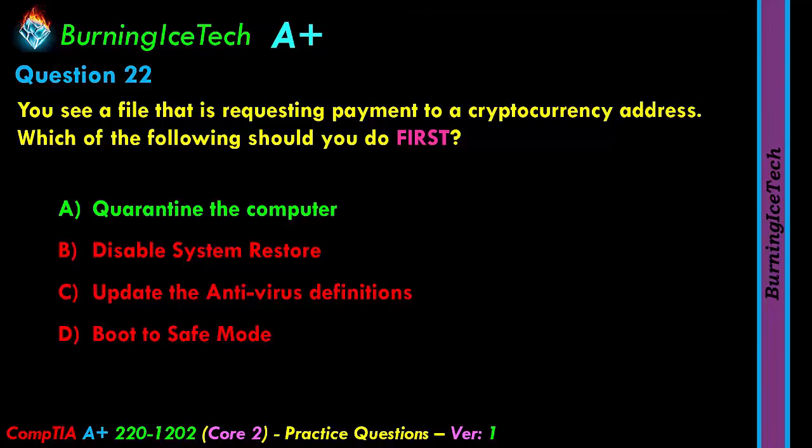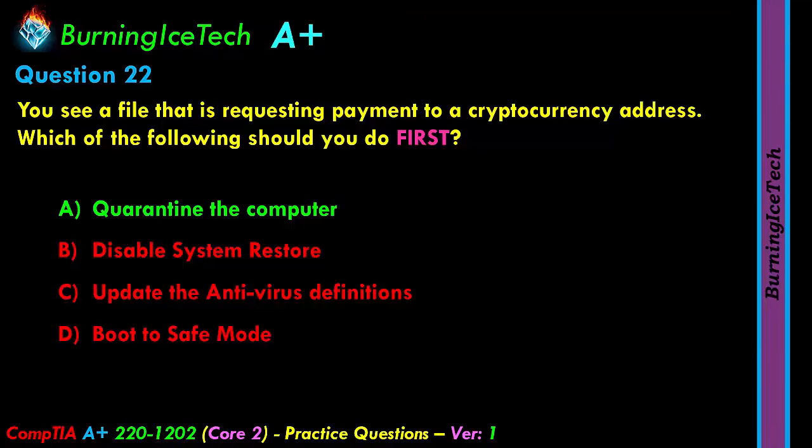Answer D, boot the system in safe mode. That's got nothing to do with this. Safe mode is normally used if the system does not want to start at all. If you've got ransomware, putting it in safe mode is not going to make any difference. Safe mode will start the PC up without most of its drivers, without most of its services. But if it's got ransomware and it's already encrypted, it's not going to make any difference.